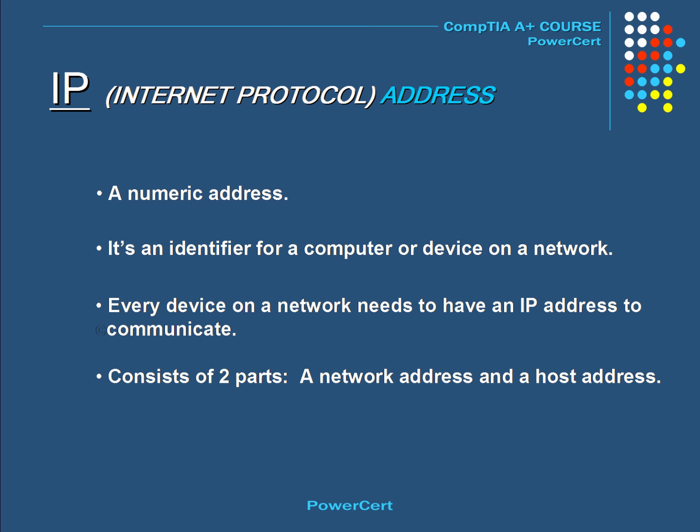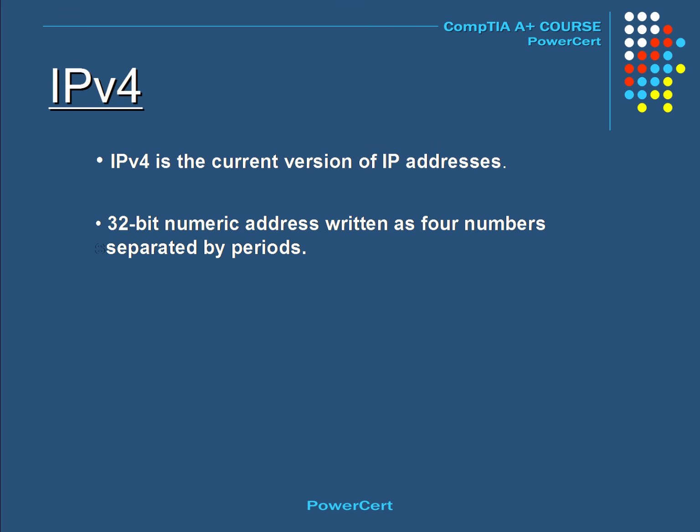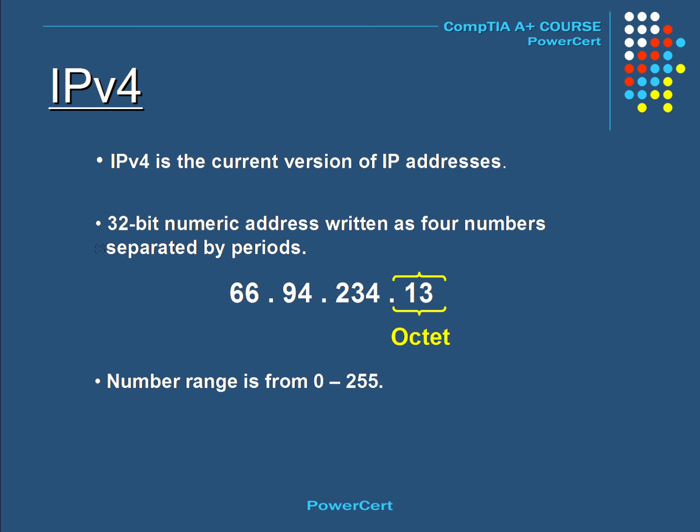There are two different types of IP addresses. The first one is the most common one. It's called IP version 4. The second type is called IP version 6. IP version 4 is the current version of IP addresses. It's a 32-bit numeric address written as 4 numbers separated by periods. Each group of numbers that are separated by periods are called octets. The number range in each octet is 0 to 255. This address version can produce over 4 billion unique addresses.